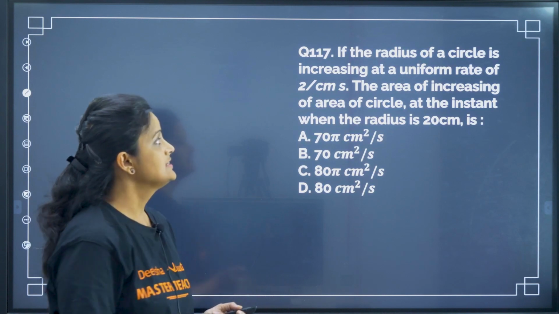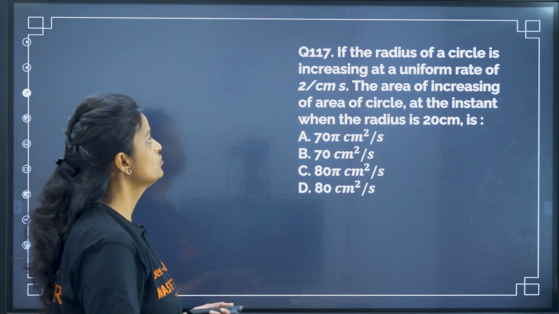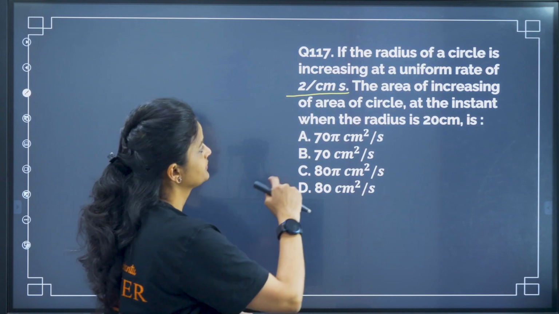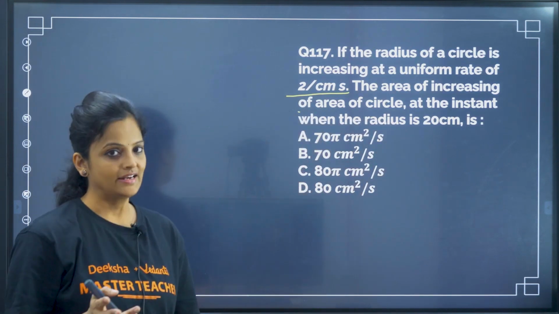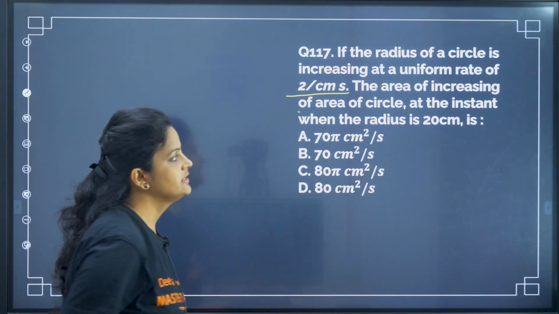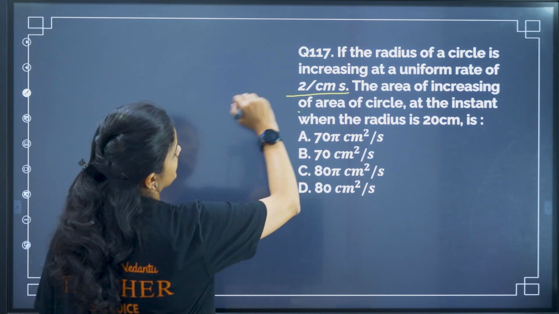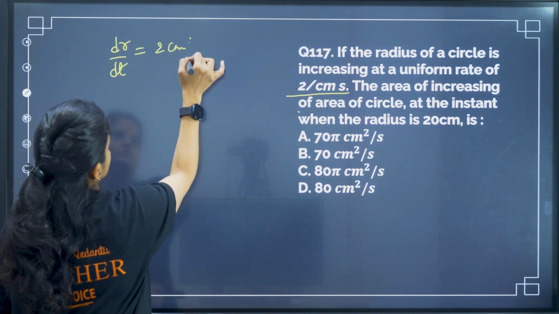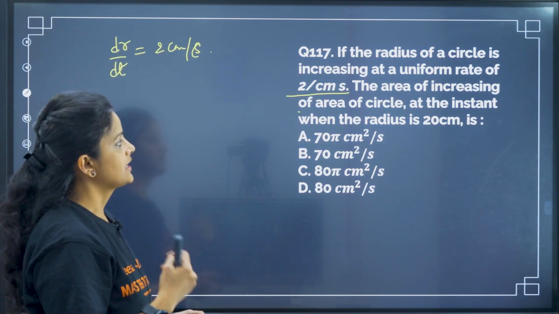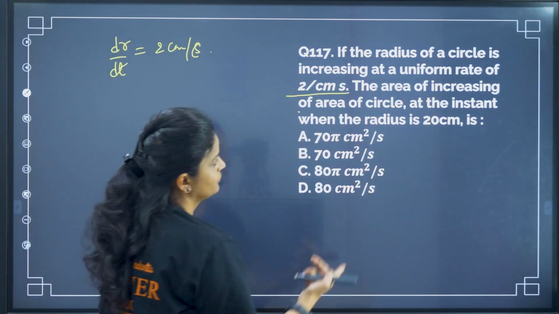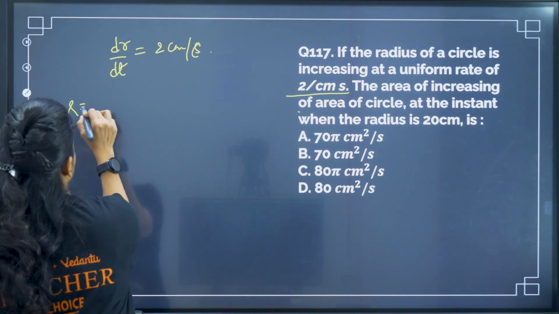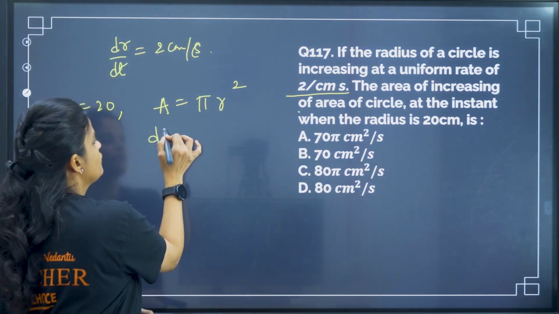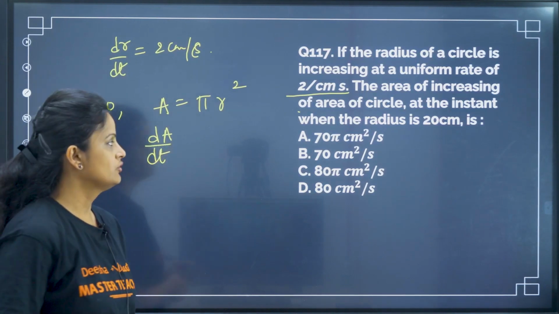If the radius of a circle is increasing at a uniform rate of 2 cm per second, that is a rate measure problem, there is an increase in the area of the circle at the instant when the radius is 20 cm. The radius of the circle, that is dr by dt, is increasing at 2 cm per second. Then we have to find the increase in the area of the circle when the radius is 20. A is equal to pi r square, this is the area of the circle. The rate of change of area with respect to time, I have to find out.